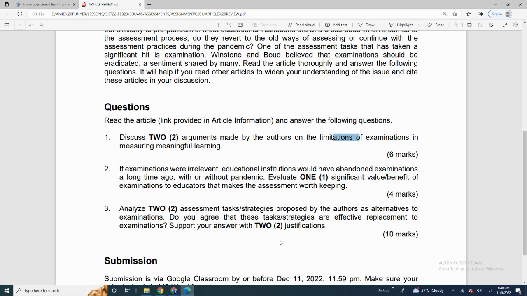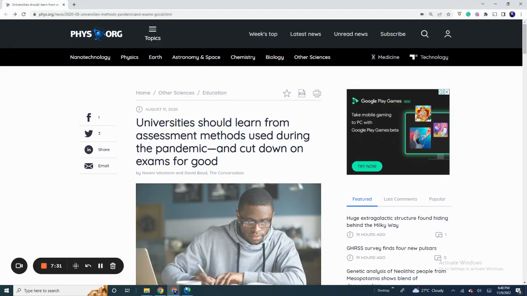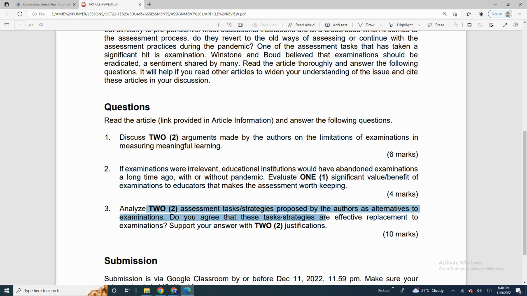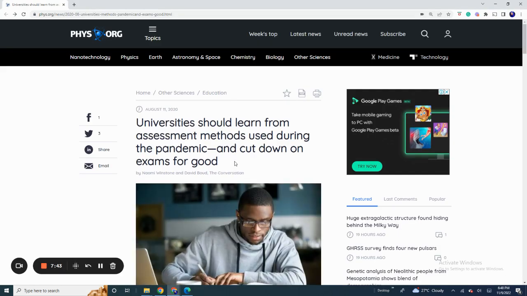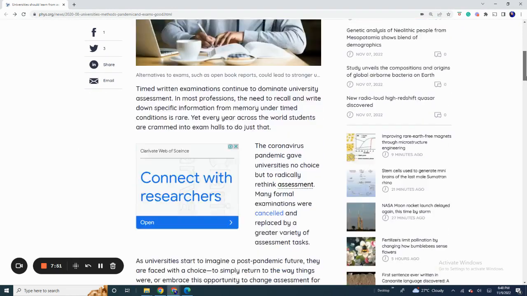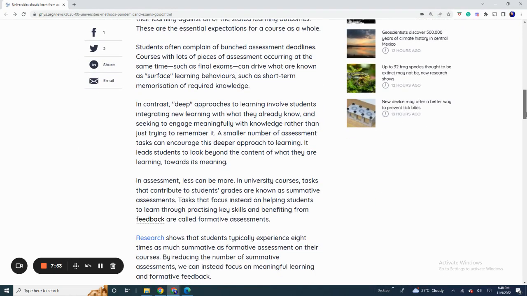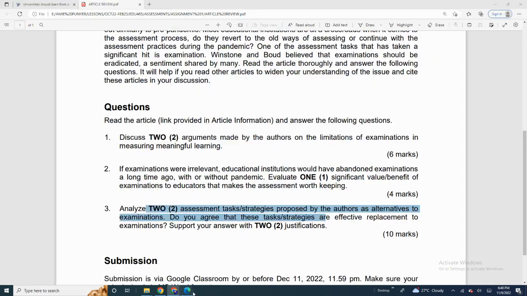There are so many twos here. Okay, so first off, your answer must relate to the article. So what are two assessment tasks or strategies that the authors have recommended in this article? There are several. I don't want to point them out. You should be able to find them when you read and go through this article. So identify two assessment tasks and strategies that have been proposed by the authors. Okay.